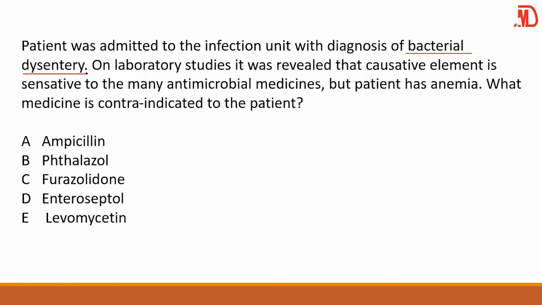Bacterial dysentery. An example of a bacterial dysentery is shigellosis. Or you can even think of salmonellosis. All these can be examples. Now, the lab studies revealed the causative agent to be sensitive towards antimicrobial medicine. But the patient has anemia.